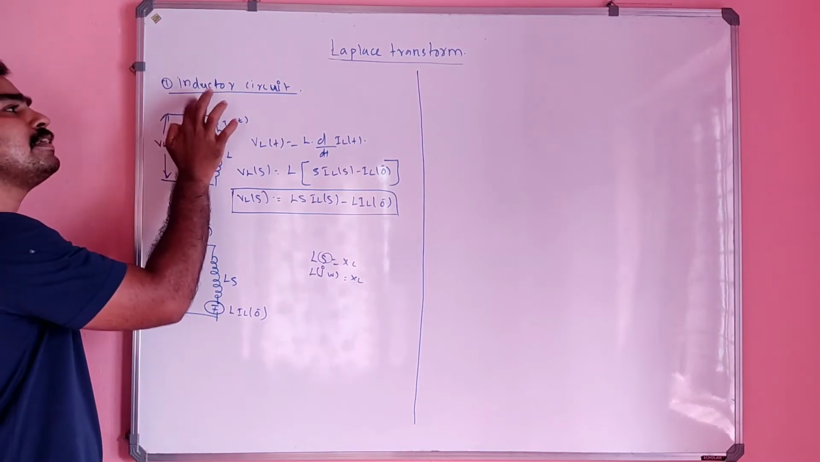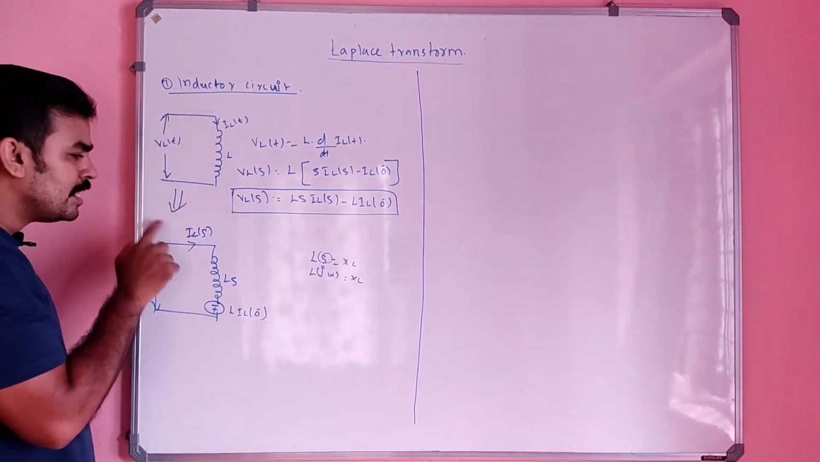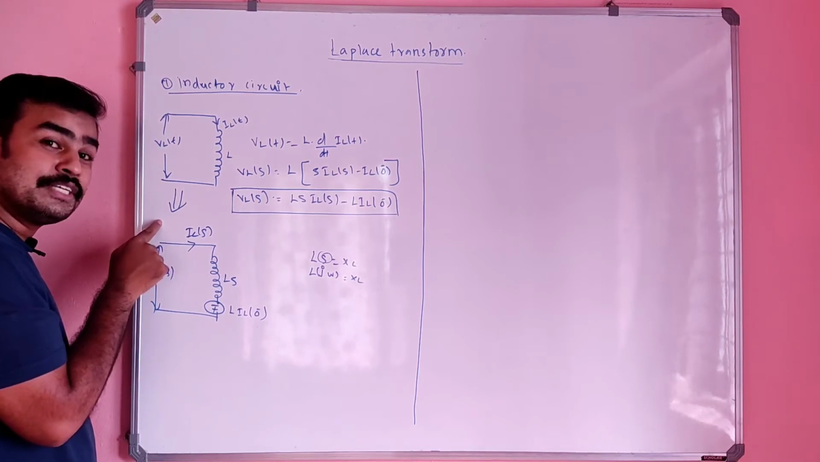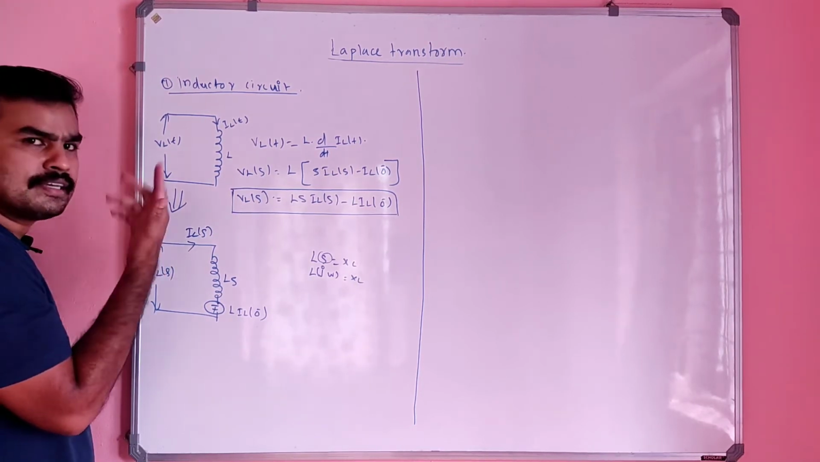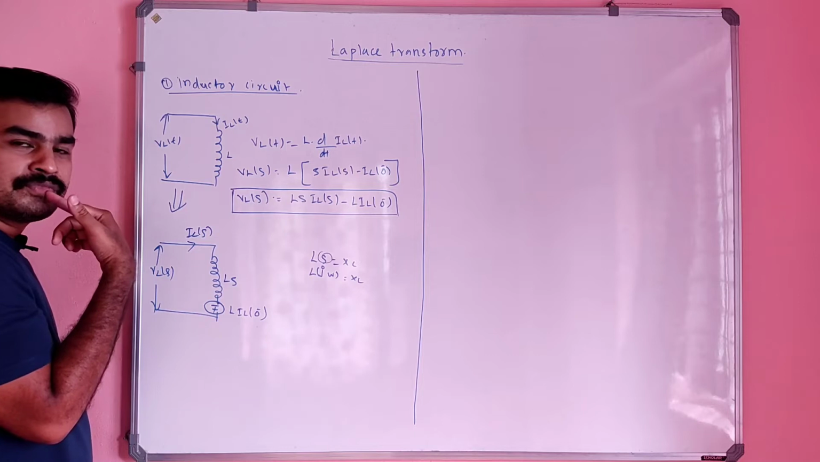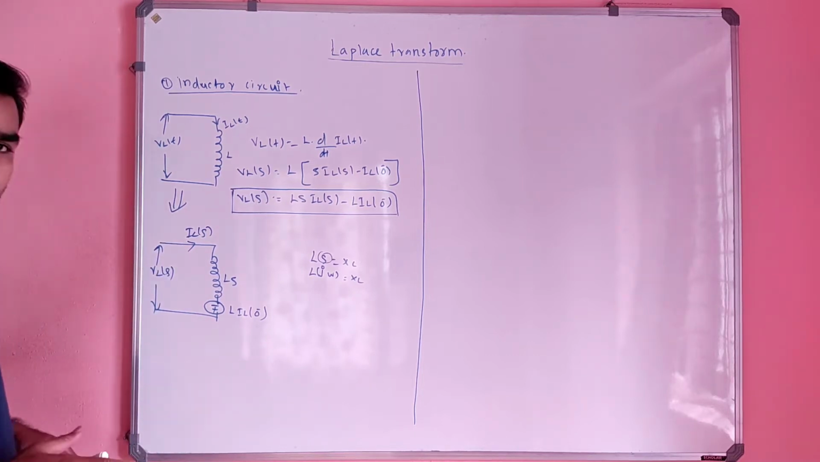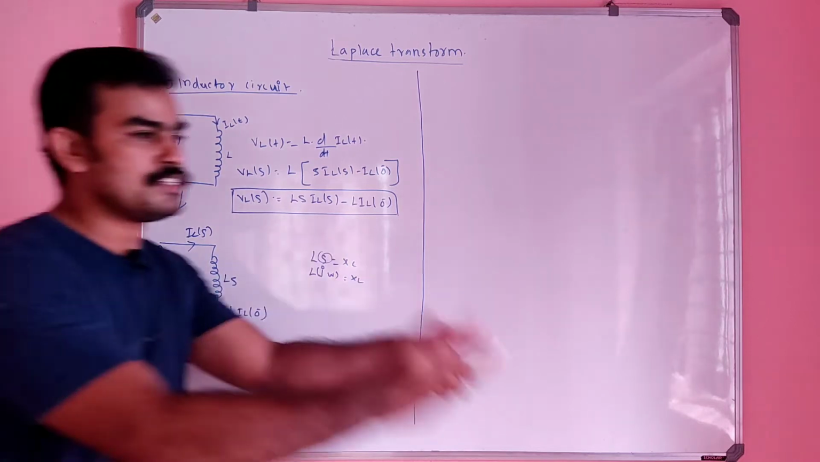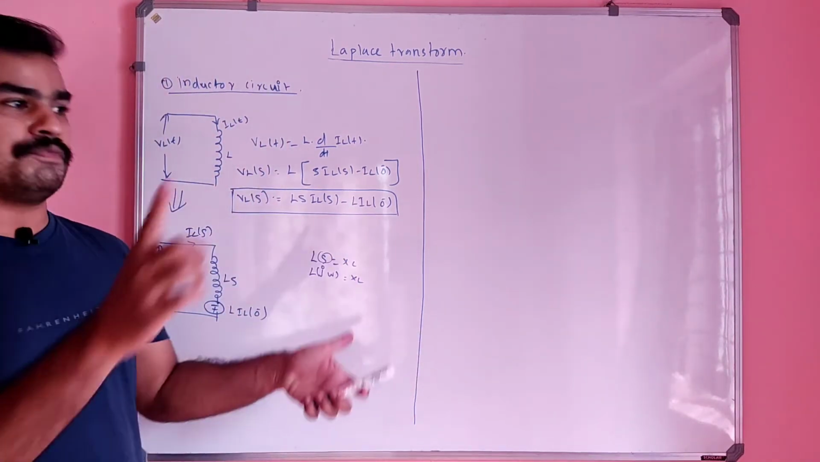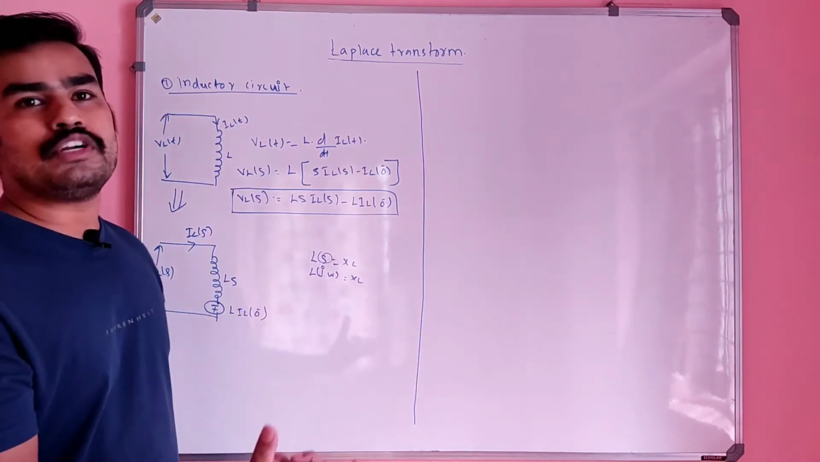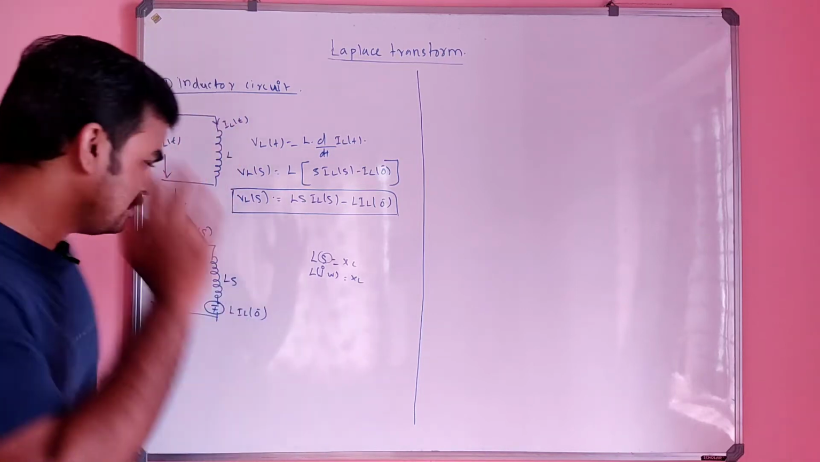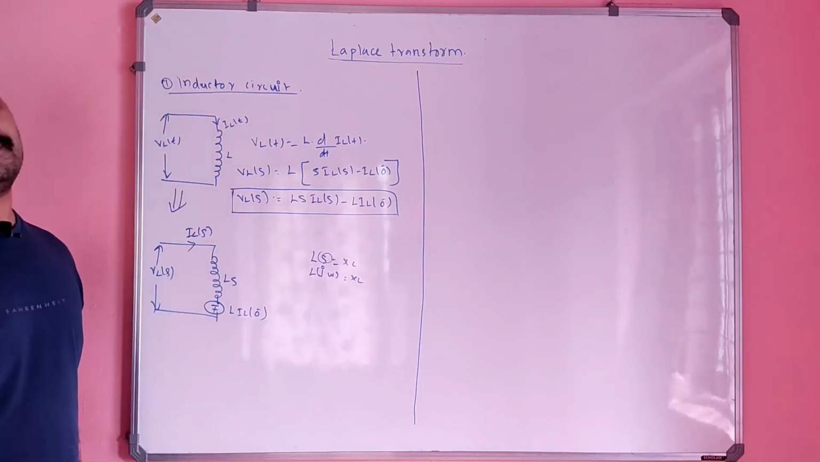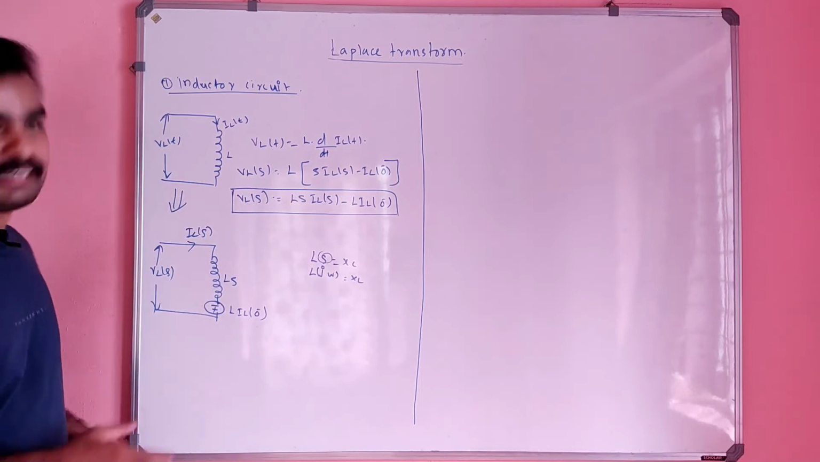Only when t is greater than 0, this is the condition. Similarly, t greater than 0 or s greater than 0, simple. Clear? So whenever you convert an inductor into Laplace transform, L will be converted into Ls, and the initial voltage will be L into IL of 0 minus. That is the concept of the inductor circuit.